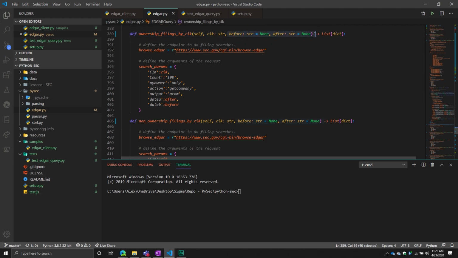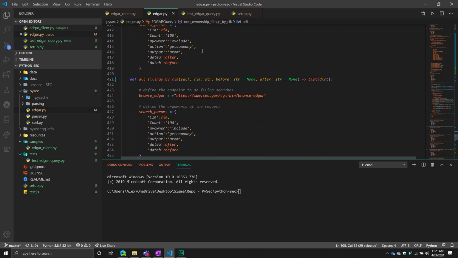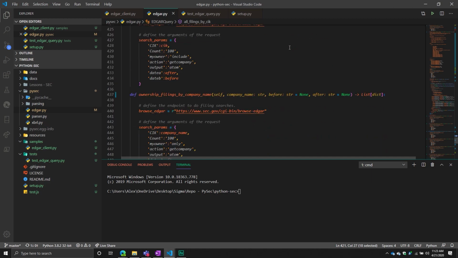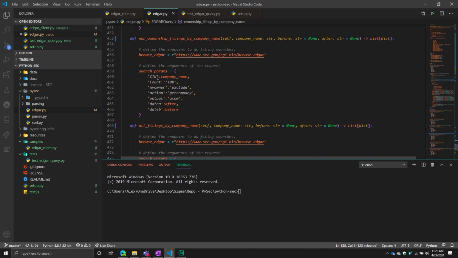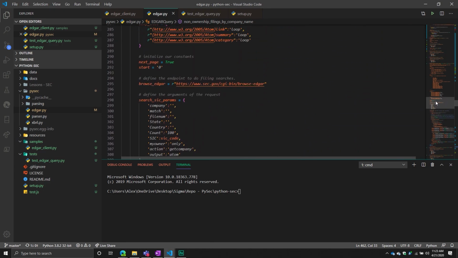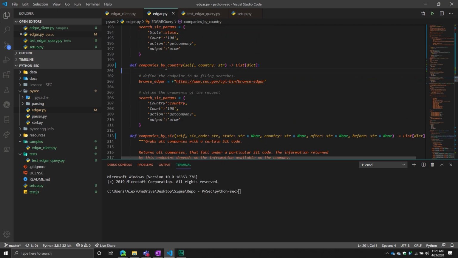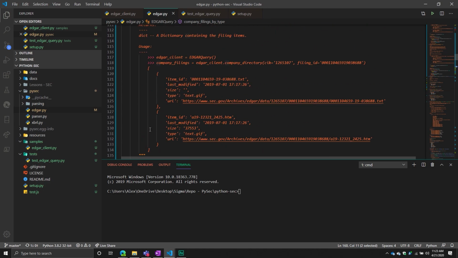And then you could also filter it based on a date range. So if I only want ones that come before or after a certain date, you could. If you want to get non-ownership filings, or all filings because you just care more about the date range, that's also an option. You would be able to filter by company name. And then the other ones would be actually parsing, so getting all the companies that fall under an SIC code, getting companies by country, getting companies by state, just a lot of, I think, useful stuff.